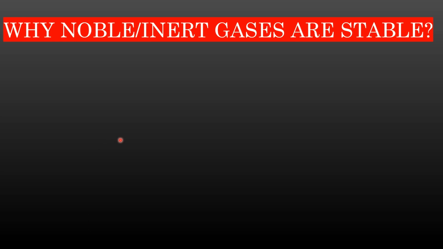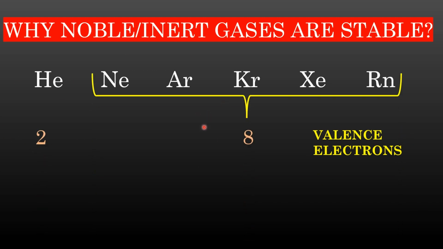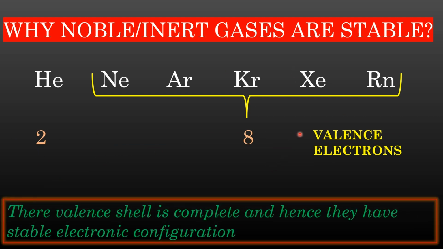Before we go to the valency concept, believe me, you have to first understand why noble or inert gases are stable. There are six inert gases: helium, neon, argon, krypton, xenon, radon. They form the group 18 elements. When you check the valence electrons of these elements, you will find that helium has 2 electrons and the remaining 5 have 8 electrons. Now, why are these stable? Because their valence shell is complete and hence they have a stable electronic configuration.